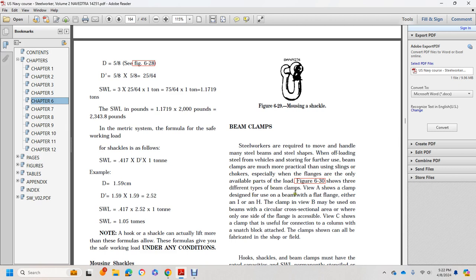A shows a clamp designed for a beam with a flat flange, either an iron H clamp. B is for a beam with a circular cross section, or an area where only one side of the flange is accessible. C shows a clamp useful for connecting to a column, with a stanchion block attached, with the clamp shown fabricated in the shop and field.